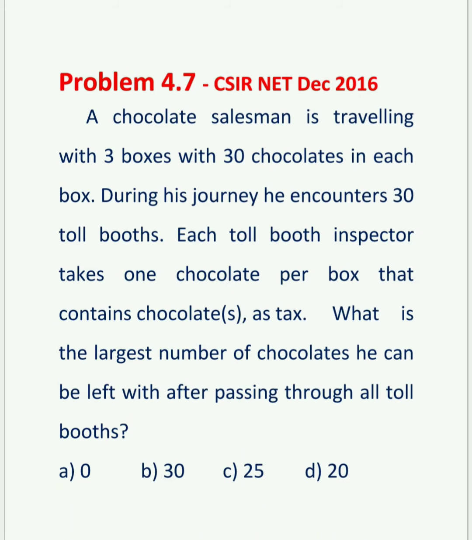Last problem, problem 4.7. A chocolate salesman is traveling with 3 boxes with 30 chocolates in each box. During his journey, he encounters 30 toll booths. At each toll booth, the inspector takes 1 chocolate per box that contains chocolates as tax. What is the largest number of chocolates he can be left with after passing through all the toll booths? Options are 0, 30, 25, 20.